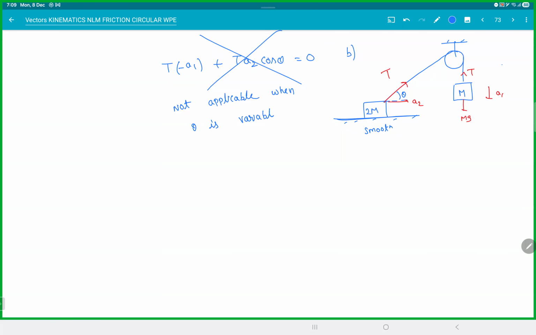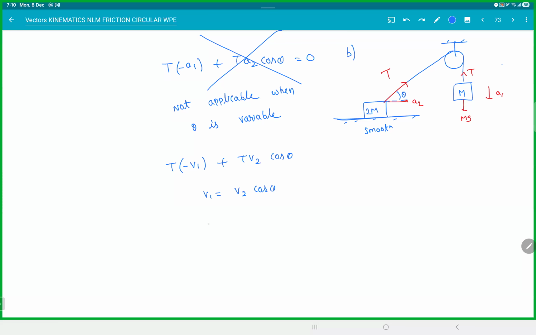So how should you write this actually? This is always valid for velocity though. T into minus v1 plus T into v2 cos theta. This is valid. It works for velocities. v1 is equal to v2 cos theta because it's actually based on power. What is tension into velocity? Power. Since the tension is something like an internal force, it does not take any energy. It simply takes energy from one block and gives it to the other block. The total power due to tension must be 0.